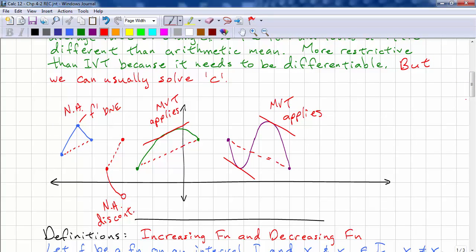So when you're answering questions that require the mean value theorem, you have to state whether it applies, and if it does not apply, state the reason why it does not apply.